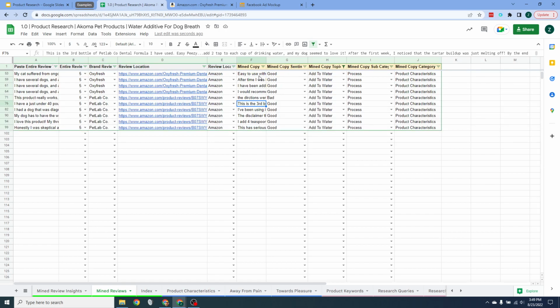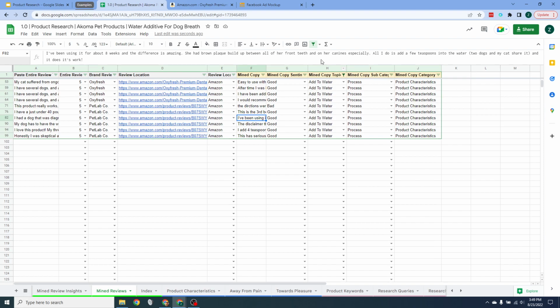And talking about how to use it. So using it for 8 weeks. So here's one that explains the timeline, right? So how fast does it take to kick in? Add a few teaspoons, it does work.